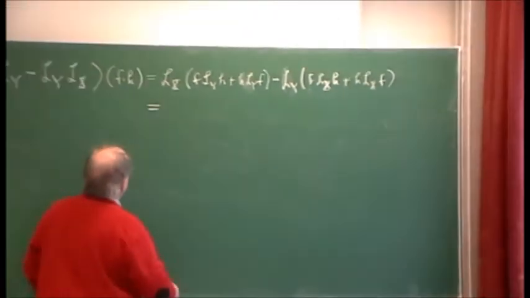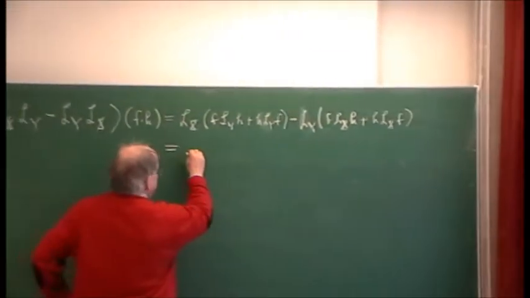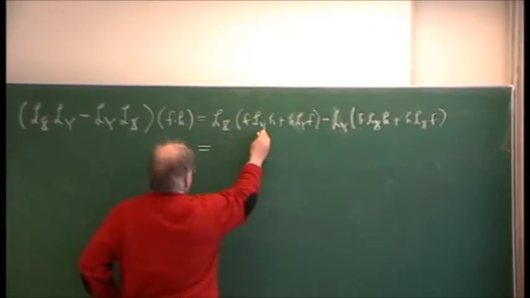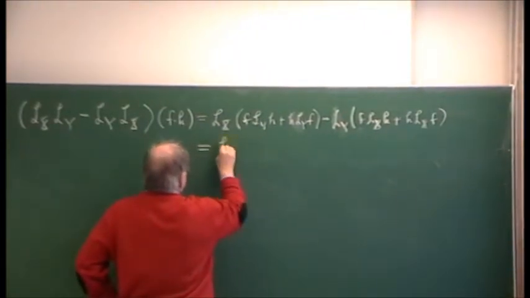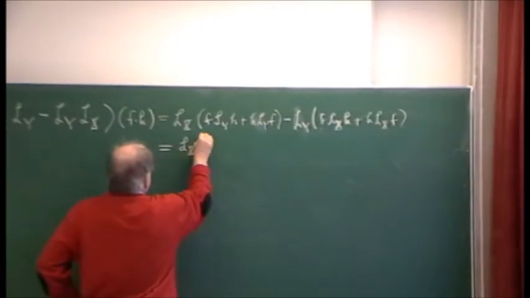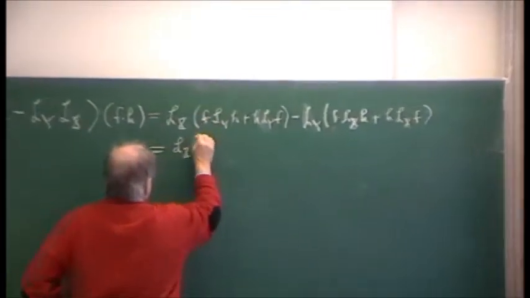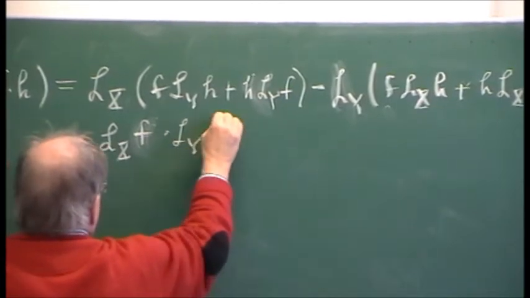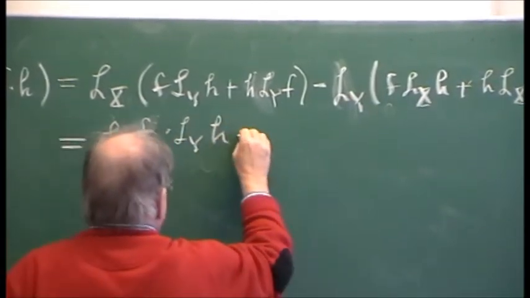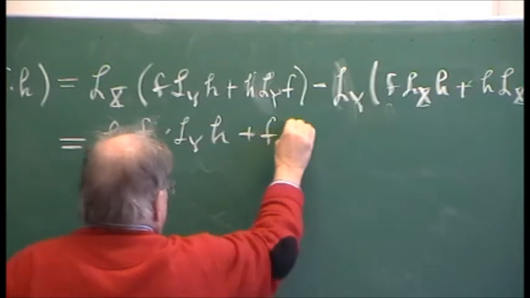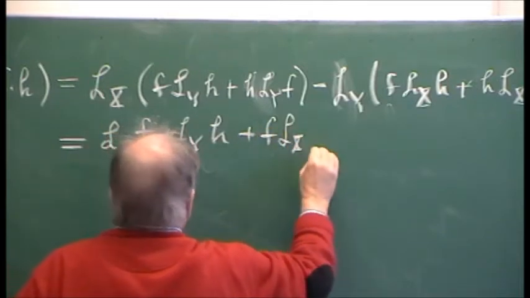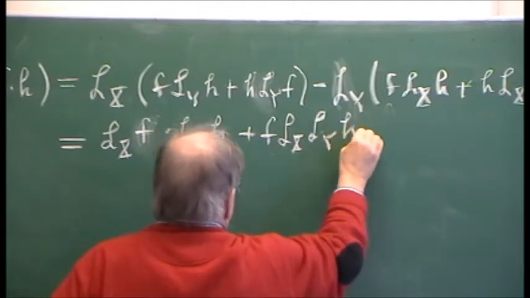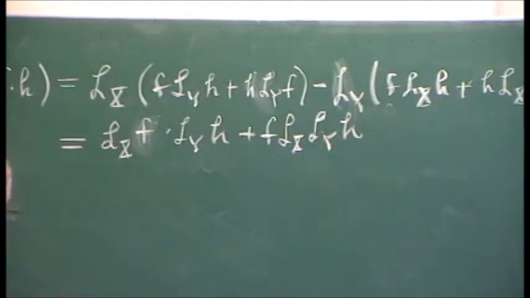Let's see what happens here. This is going to be terrible, right? I should have never done this. So let's see here. This is a product again. So this is the X of F times the Y of H, plus F times X of Y of H. That's the first term.